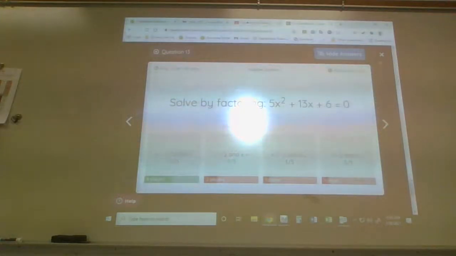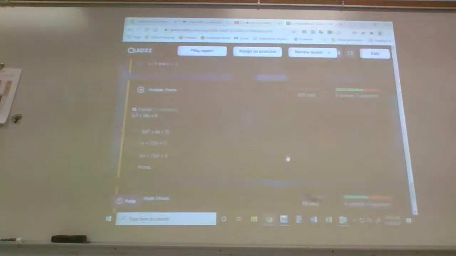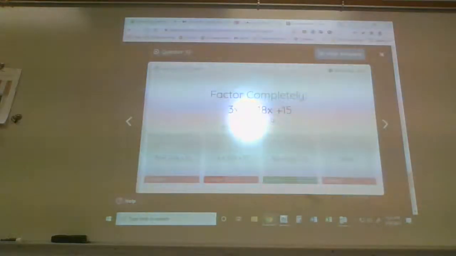Okay. Let's see what we got here. Oh, interesting. Yes. Let's do this one. This will be the last question we do today, and I can see exactly why this one popped up the way that it did. 3x squared plus 18x plus 15.